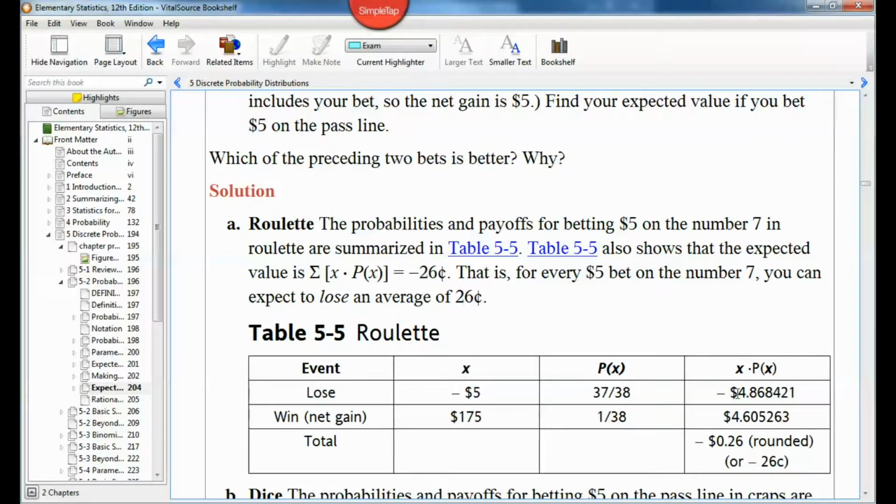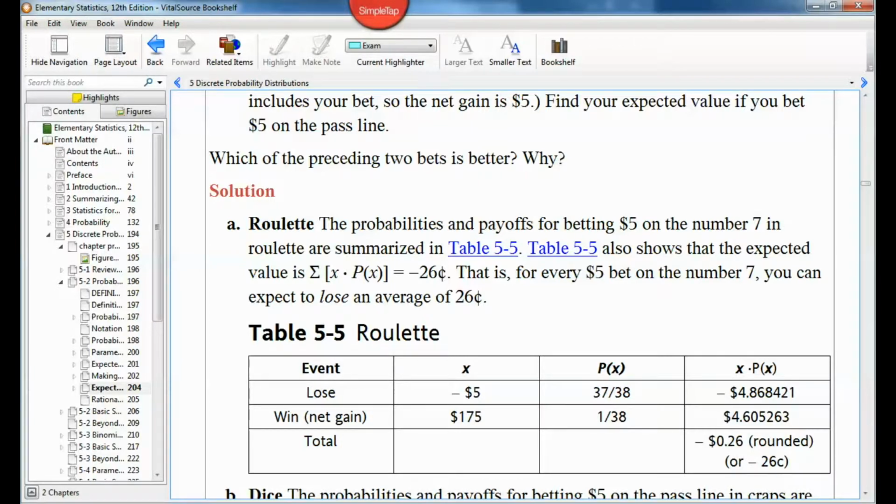-4.868421. Okay? And then the random variable, if you win, you get $175. The probability is 1 out of 38. Multiply those together. That's $4.605263. If you take the sum of those two, that gives you the expected value. So, -26 cents.